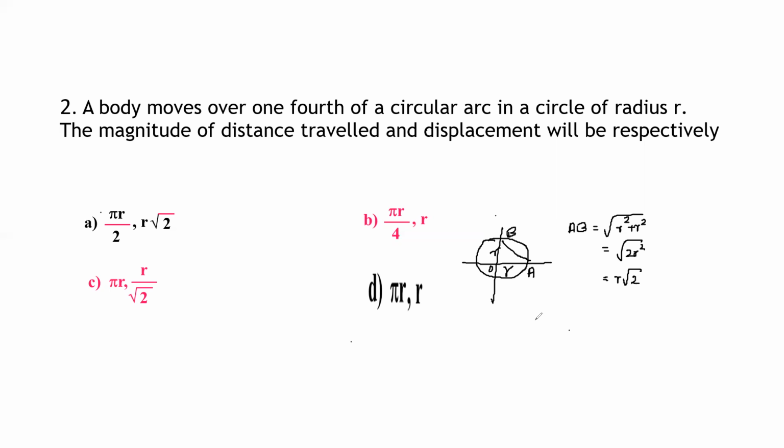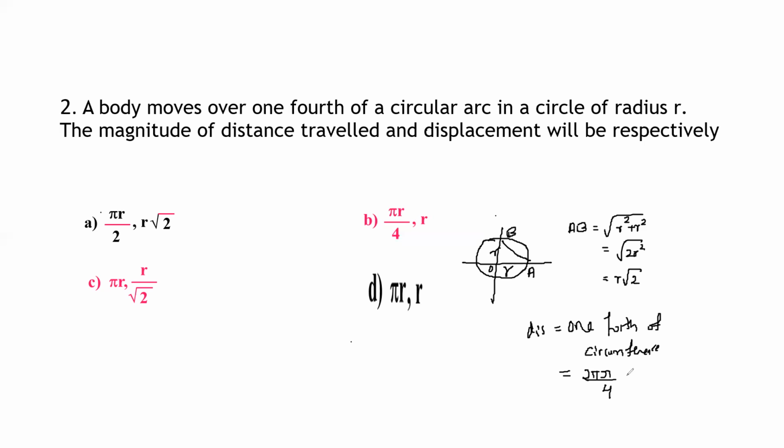Then what they have mentioned here, distance is equal to 1/4 of the circumference, that is equal to 2 pi r divided by 4.